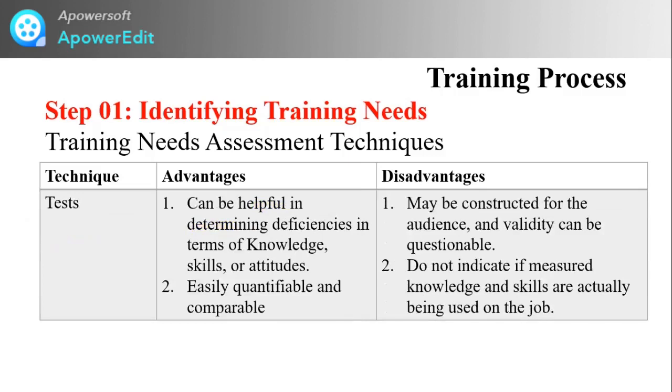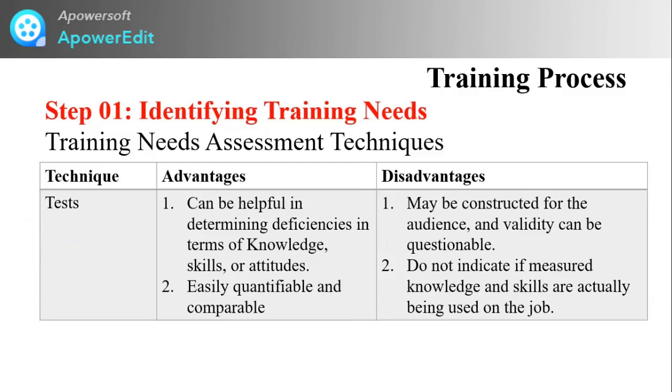Then there is the test, like your final exam, an examination test. We can prepare a paper, distribute it to the workers, give a time period, and get the answers. Then through reviewing the answers, we can find what the knowledge gap is, what the skills gap is, and what the attitudes gap is.